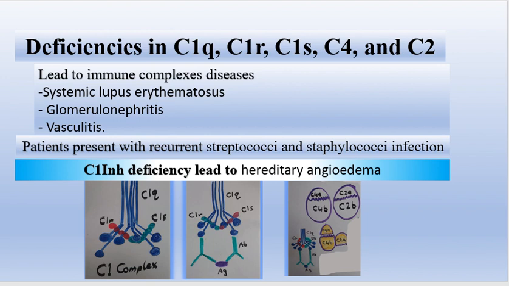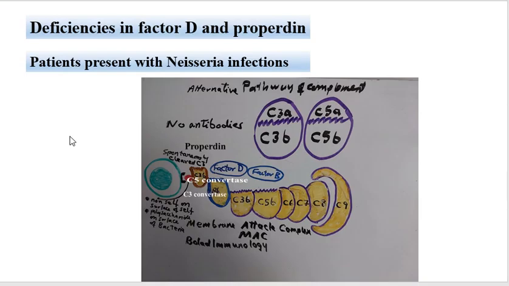C1 inhibitory factor will lead to what is so-called hereditary angioedema. So the patient will come with swollen lips and swollen throat and maybe suffocation, and needs fast and rapid intervention.